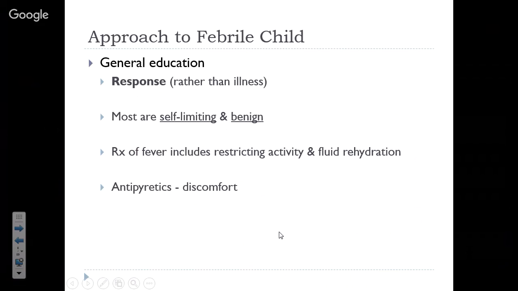Considerations for providing education for parents. It's really important to emphasize that fever is just the response rather than an illness itself, and most of the time the illness will be self-limiting and benign, so there shouldn't be too many concerns. General management of fever includes rest, restricting activity, and ensuring adequate fluid rehydration as well. You can use antipyretics for discomfort, most commonly paracetamol. So just lots of simple things for managing fever in general.